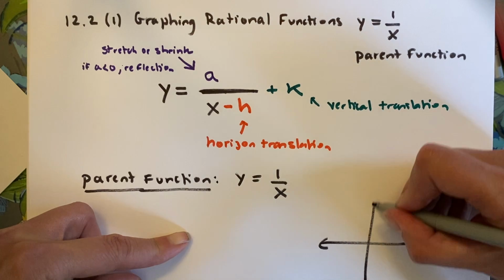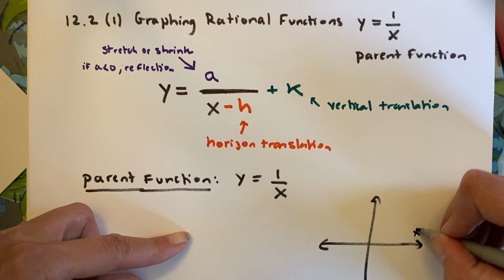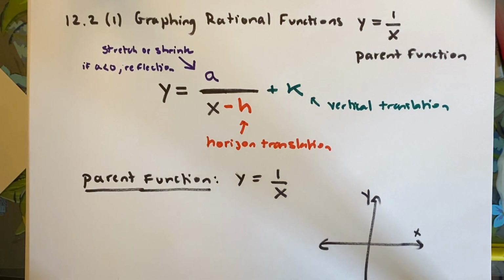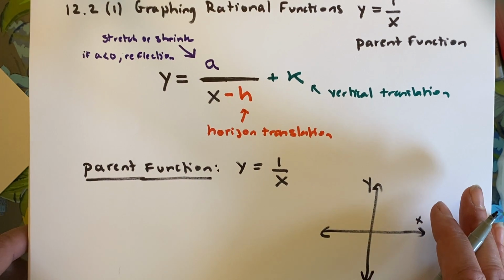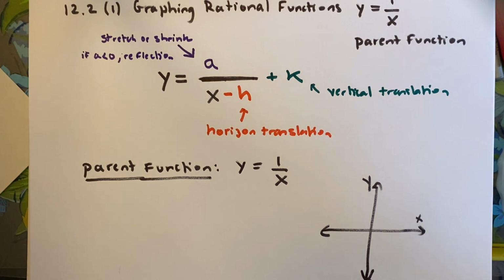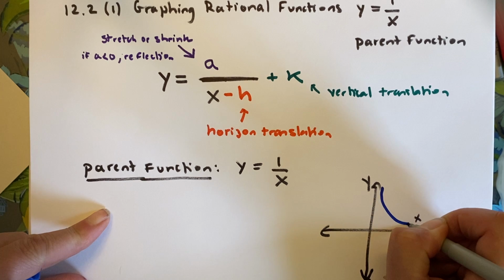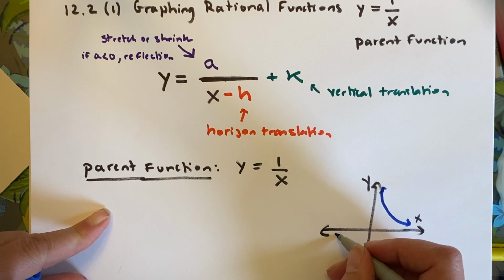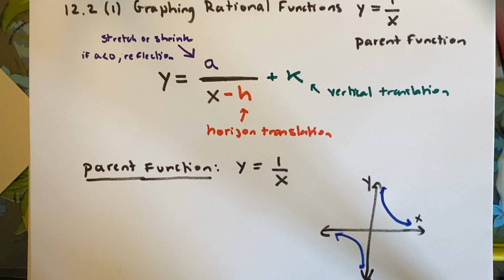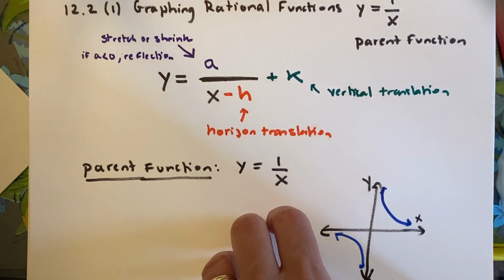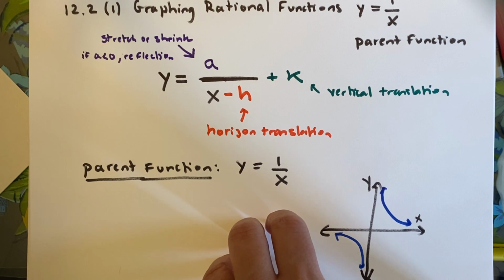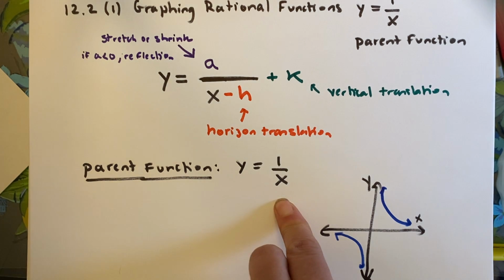When I draw my coordinate system, let me just move this up so you can see the whole thing. And I'm going to draw my hyperbola in blue. Here's the branch, right? If you remember from the last lesson, we have 2 branches, and in between we have the asymptotes. So the very basic function for the hyperbola is called the parent function, and it has particular characteristics.